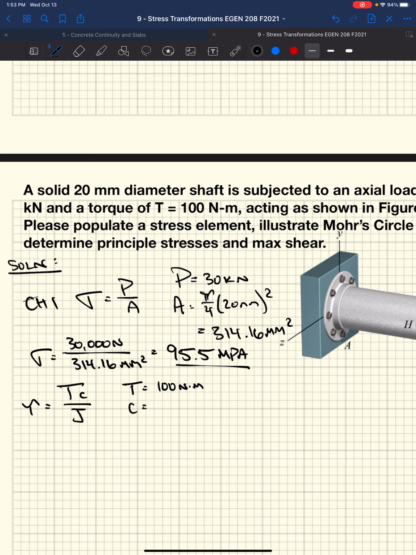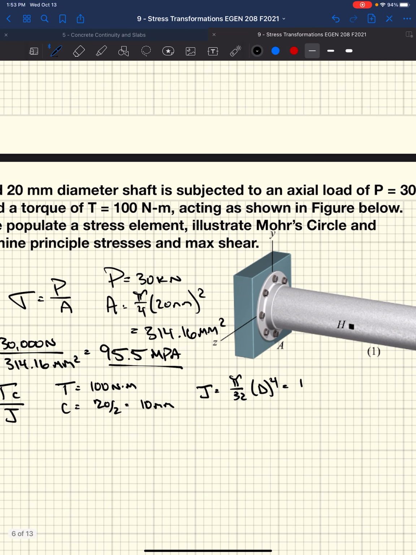Our max radius, well, that's the diameter over 2. We get 10 millimeters. And we know for a solid shaft, J is pi over 32 times the diameter to the 4th. So that's 15,708 millimeters to the 4th.